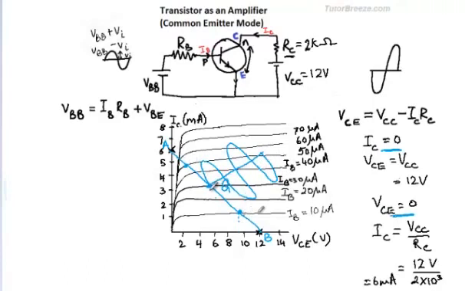Now we want to choose an operating point in such a way that the transistor remains in the active region for all values of the input signal. We do not want it to go into saturation or cutoff mode, because in that case the signal will get distorted. So the idea is to choose an operating point somewhere in the middle of the load line so that the variations of the input signal are taken care of and we do not get a distorted signal.